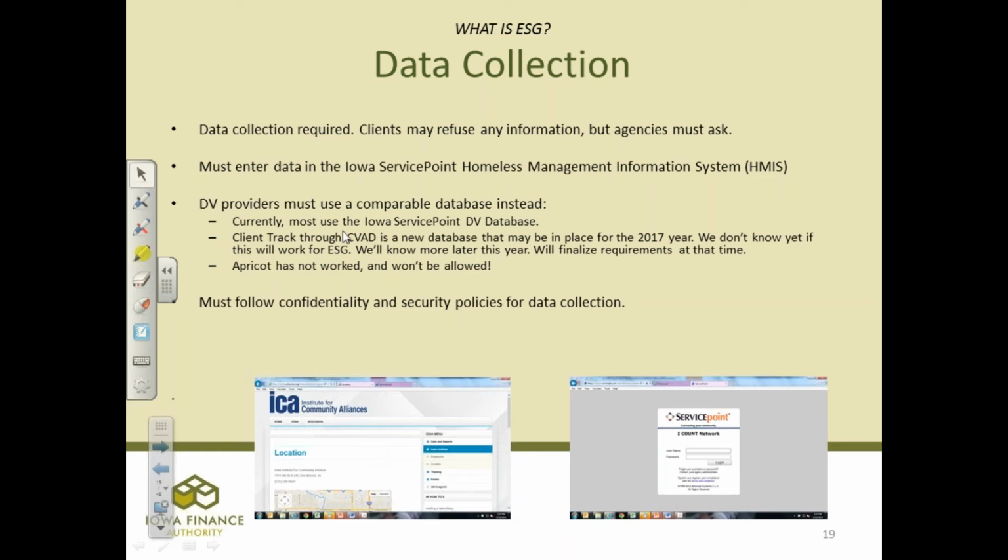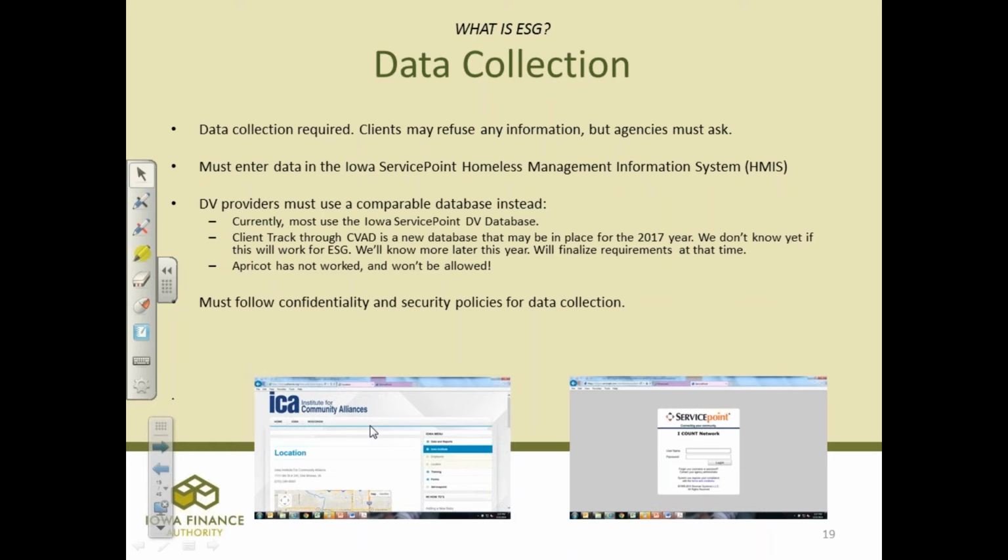If you're an agency that is primarily a provider of domestic violence victim services, then it's a little different for data collection given the concerns about confidentiality and some different federal restrictions on that. Currently, most agencies receiving ESG funds in 2016 use the Iowa Service Point DV database. That's also administered through the Institute for Community Alliances, but it is not the HMIS. So there are different parameters on how that works.